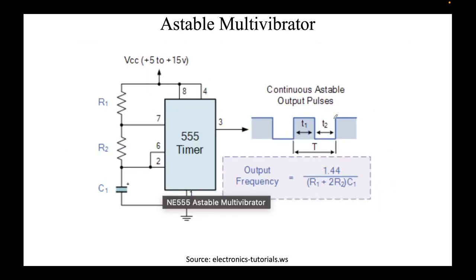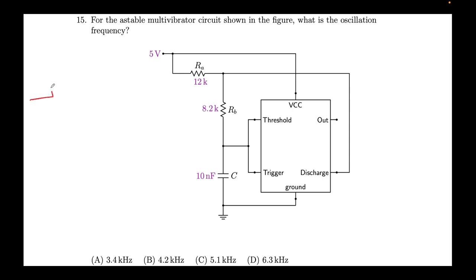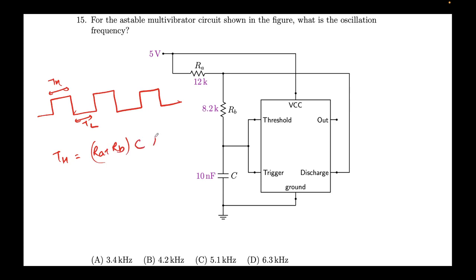However, in this problem that we see here, I'll write it here. The output is something like this. So this is T high, this is T low. The expression for T high, if I remember correctly, is (RA plus RB) times C ln2, and T low is RB times C ln2. So the total time period, TH plus TL, will be (RA plus 2RB) times C ln2.